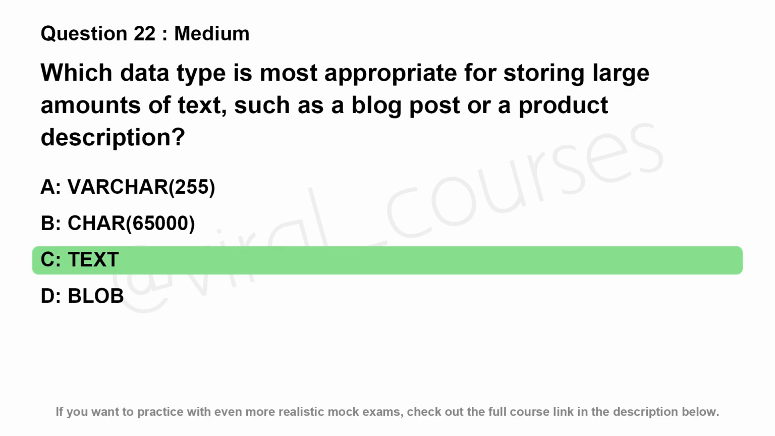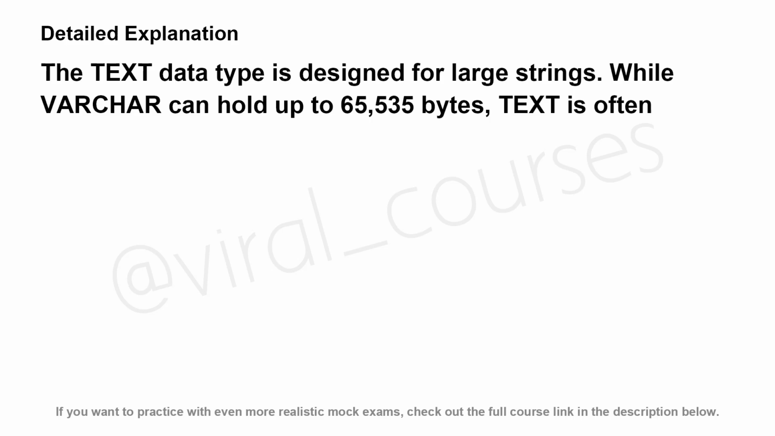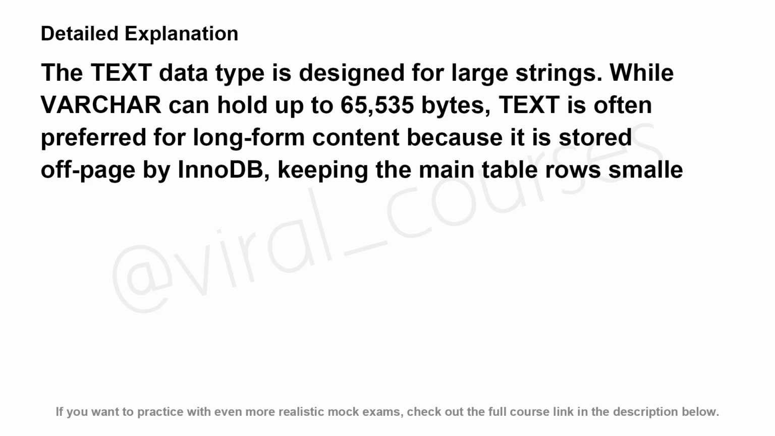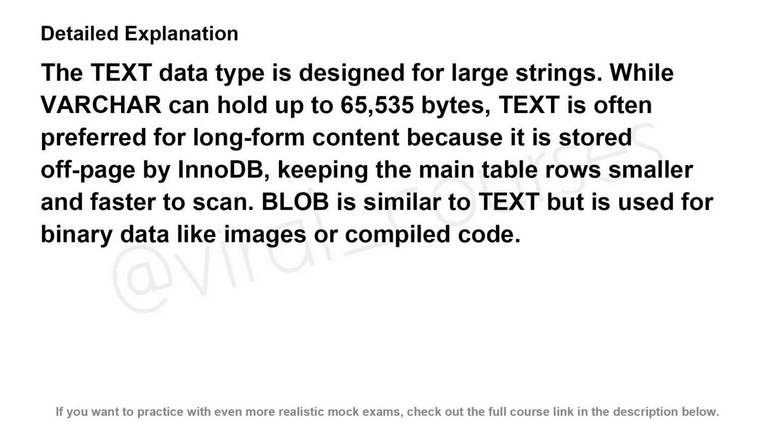The correct answer is C. The text data type is designed for large strings, while varchar can hold up to 65,535 bytes. Text is often preferred for long-form content because it is stored off-page by InnoDB, keeping the main table rows smaller and faster to scan. Blob is similar to text but is used for binary data like images or compiled code.